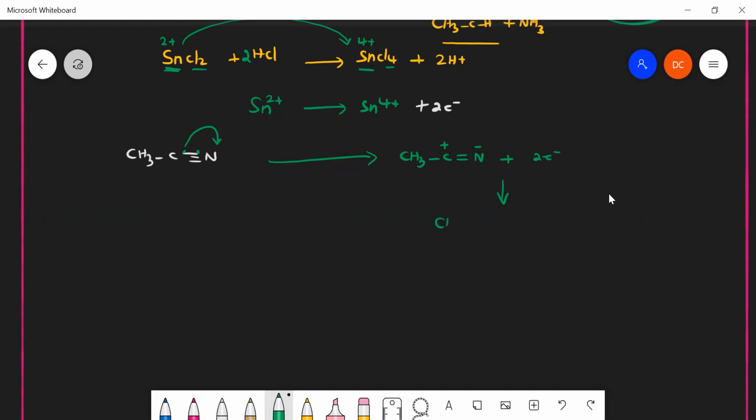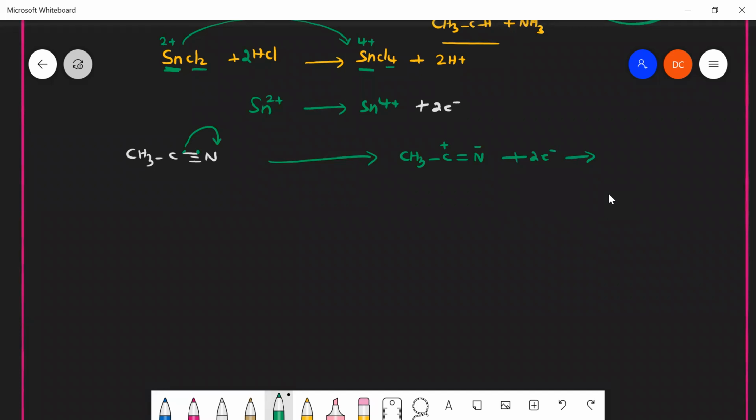It will form CH3 C double bond N and also 2H plus. Am I right? 2H plus ions. What about the 2H plus ions? Are you able to understand this or not? One more step is there. If it is reacting with the 2 electrons, what will it form? The positive charge is getting neutralized.